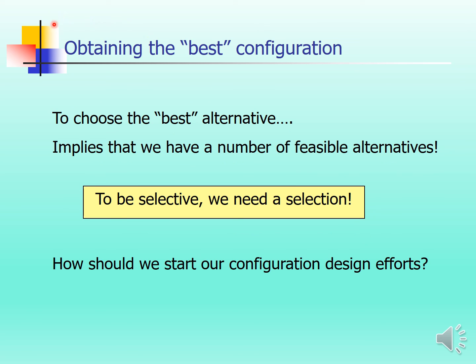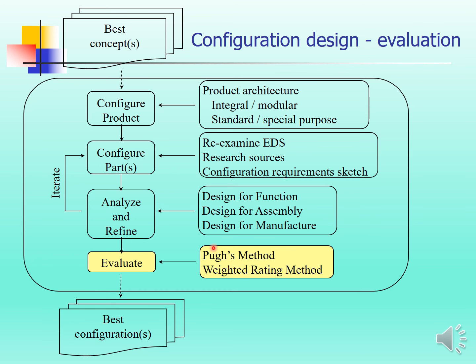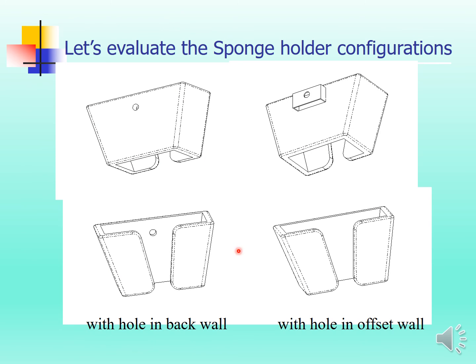Okay, that's how we attain the best configuration. Back to the same question: to be selective, we need to select. Lastly, we do the evaluation using the weighted rating method. Remember the approach; the idea is the same. This is how we do the configuration for this sponge folder.